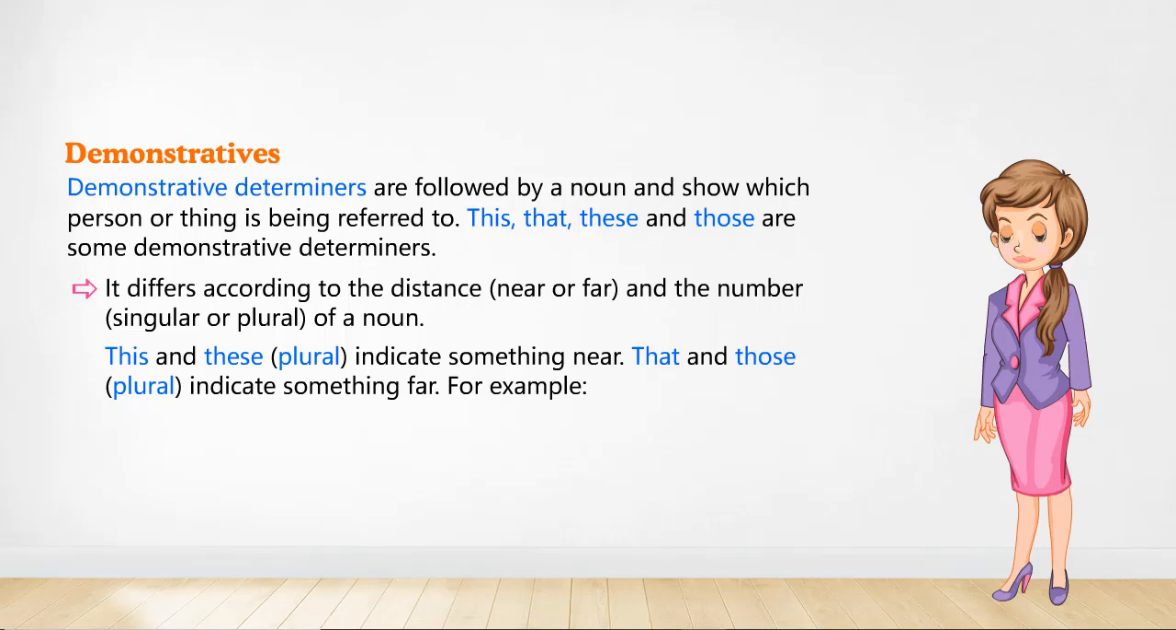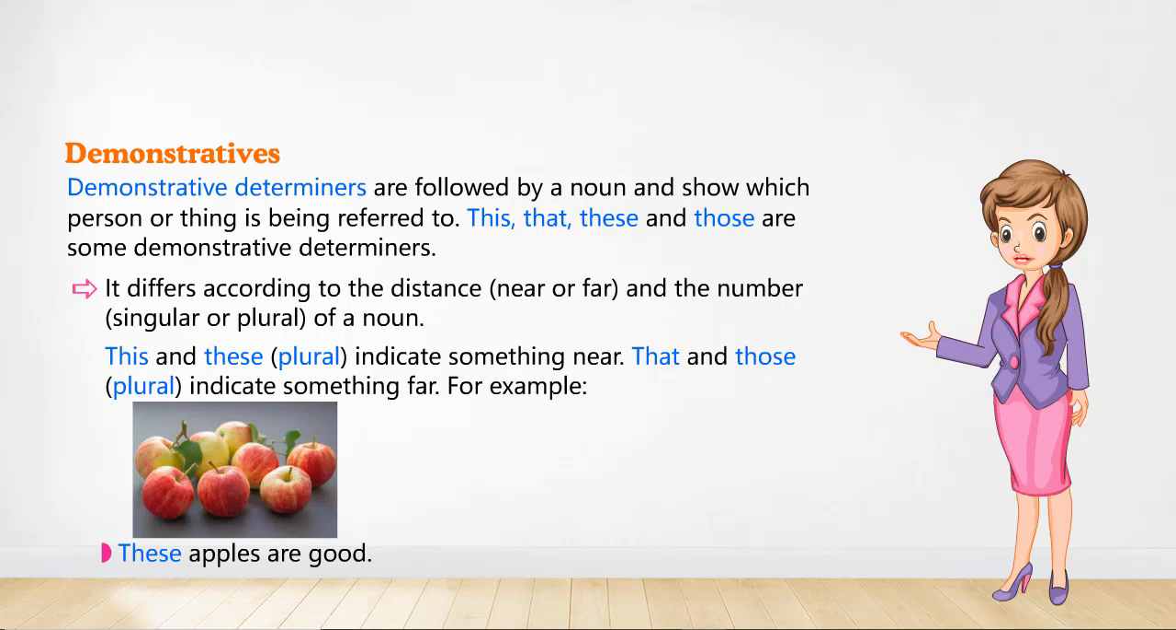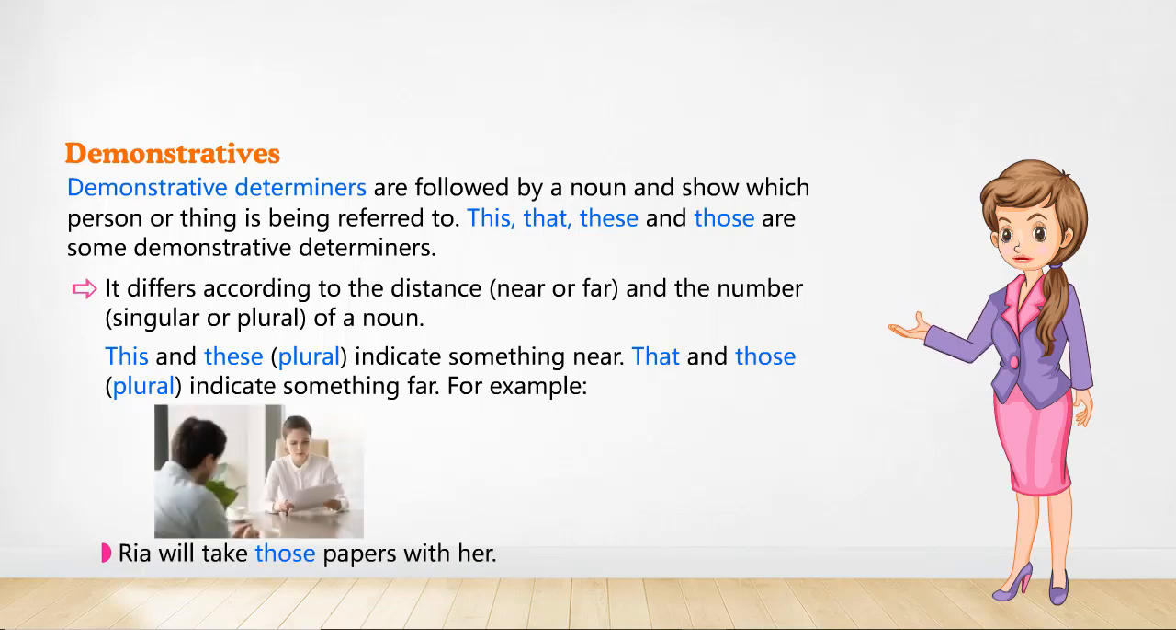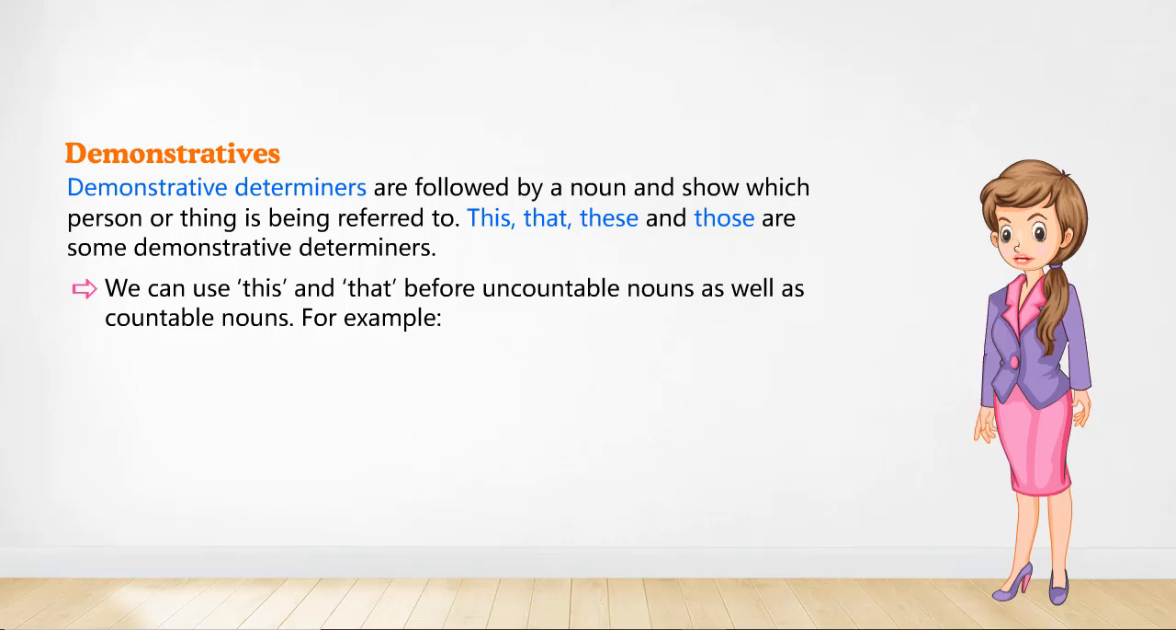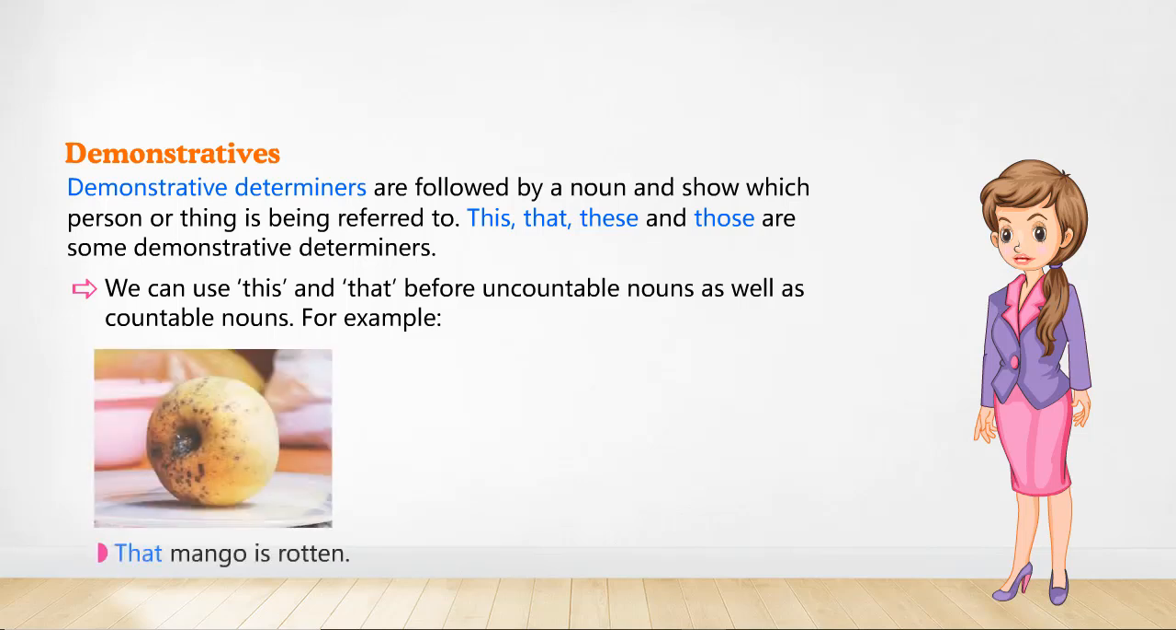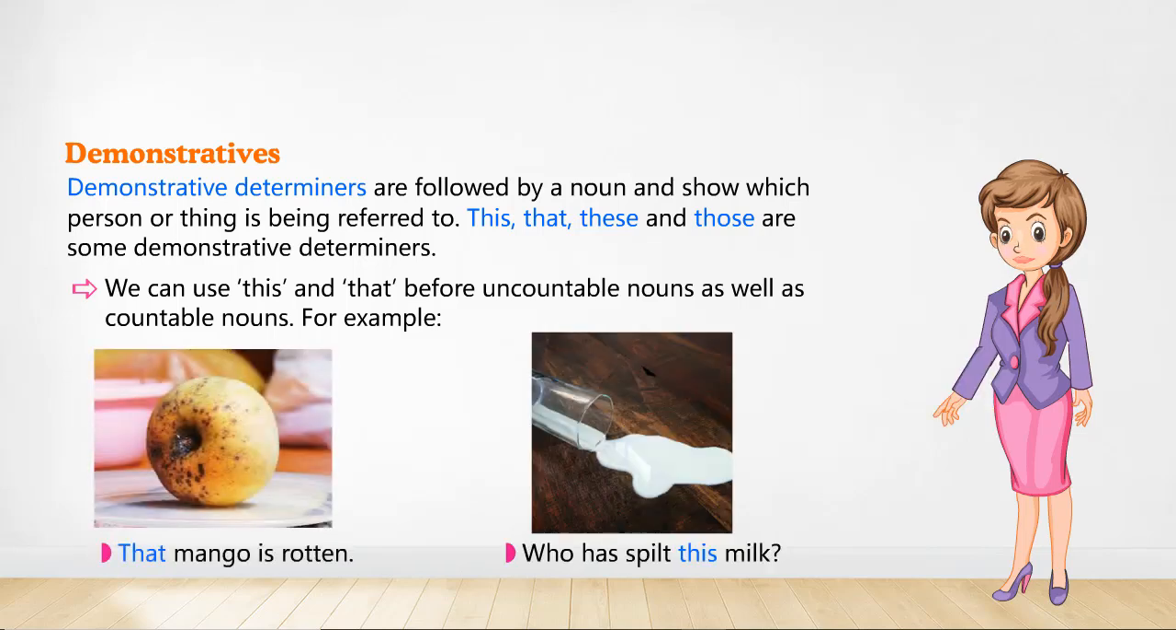For example, these apples are good. Ria will take those papers with her. We can use this and that before uncountable nouns as well as countable nouns. For example, that mango is rotten. Who has spilt this milk?